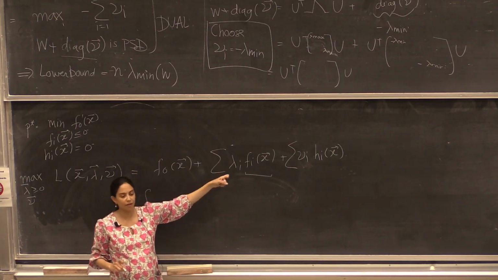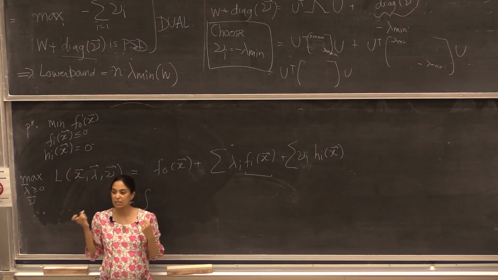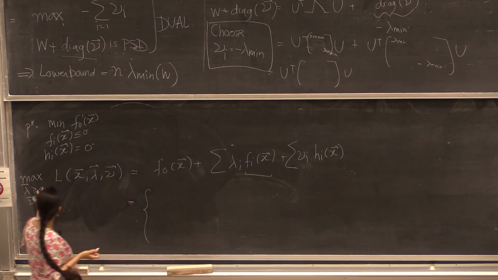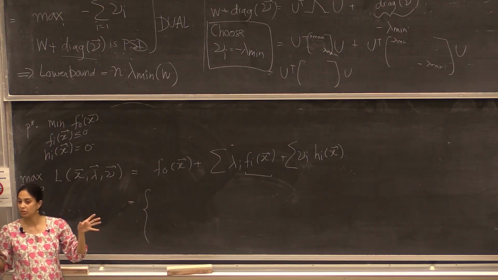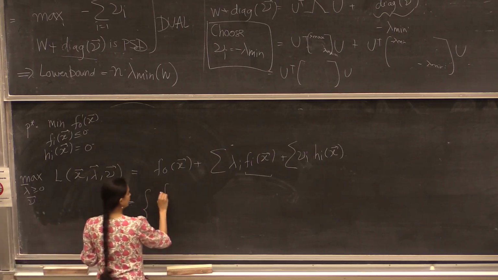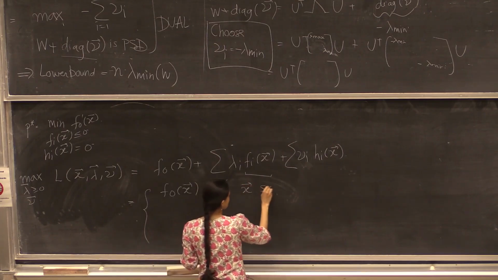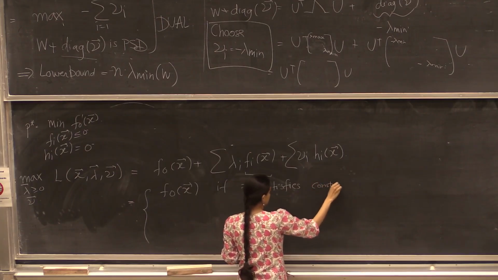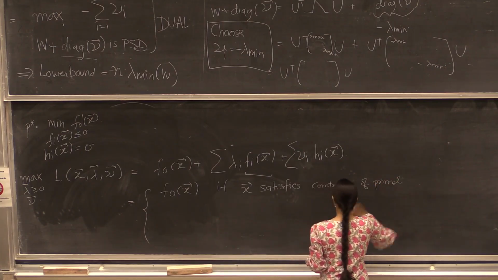If f_i of x is always negative, and I'm trying to maximize over lambda, what lambda am I going to choose? I'm always going to choose 0. So what is the maximum over lambda and nu of this entire quantity when x is feasible? This is exactly equal to f naught of x, if x satisfies the constraints of the primal.